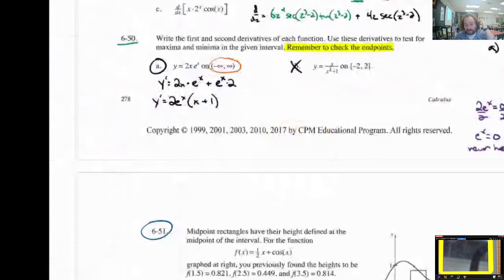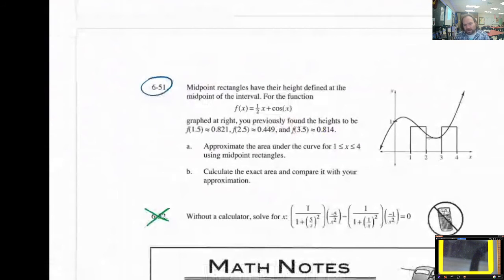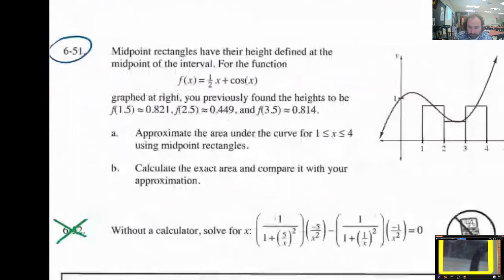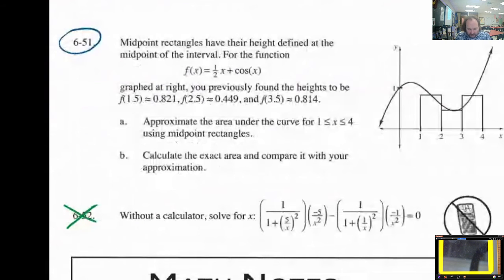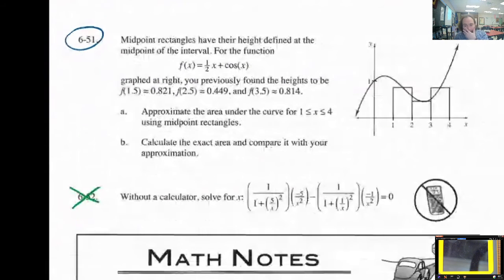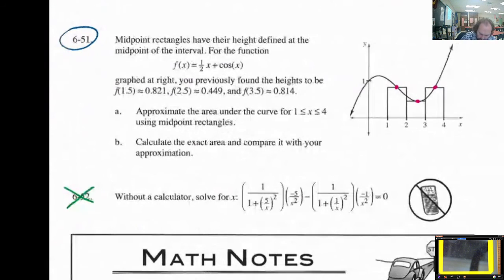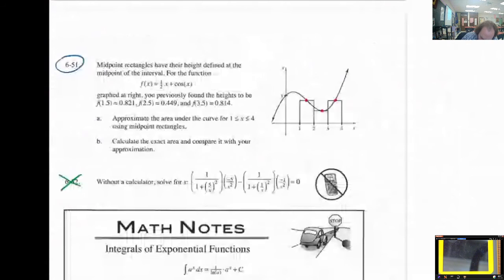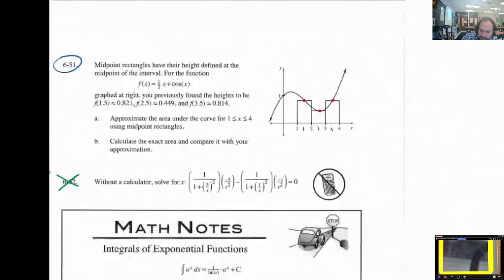651 we are going to do because it's an easy question. Midpoint rectangles have their height defined at the midpoint of the interval, and so here's the function 1 over 2 x plus cosine of x. Graphed it right, and we have actually done a problem like this way back in like chapter 1 or 2. We found the midpoint values, f of 1.5, f of 2.5, and f of 3.5 right there. So we're going to approximate the area under the curve using midpoint rectangles. All we're going to do is use that information. We know that they all have a width of 1, which is nice. So the sum, in this case, is just going to be 0.821 plus 0.449 plus 0.814.